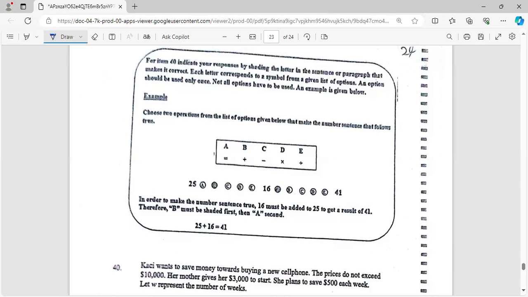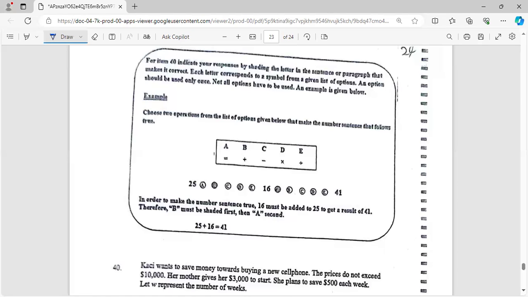So this one says for item 40, indicate your response by shading the letter in the sentence or paragraph that makes it correct. Each letter corresponds to a symbol from a given list of options. An option should only be used once. So read that carefully. Not all options have to be used. So it says you don't have to use all the options, but you can only use it one time. So if you choose A, you can't use it again. But it doesn't necessarily mean you have to use all 5 of them. That's what that is saying.